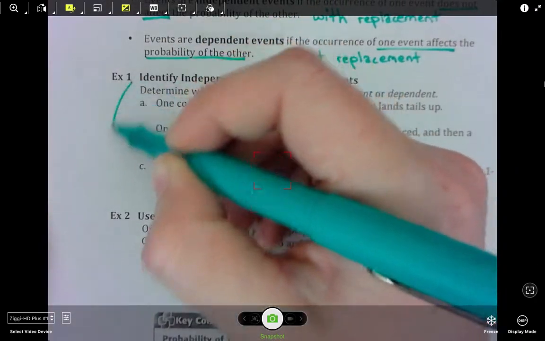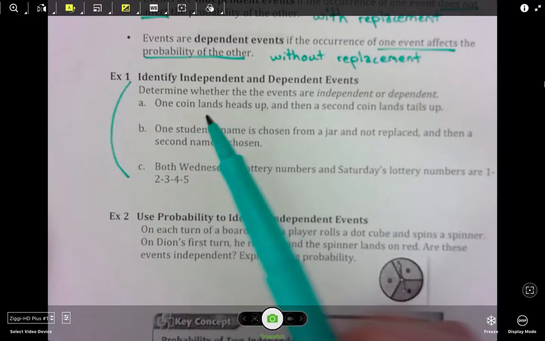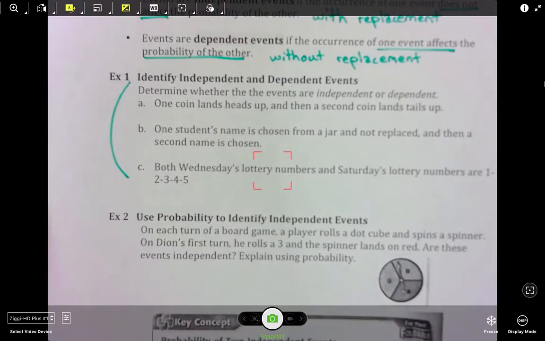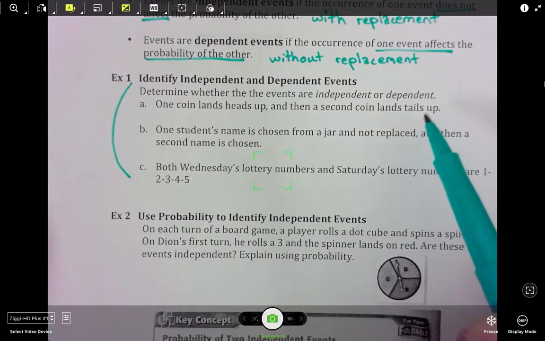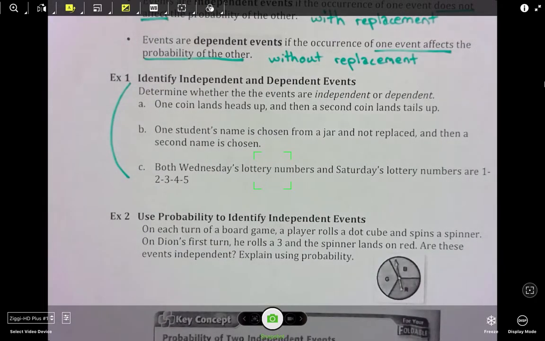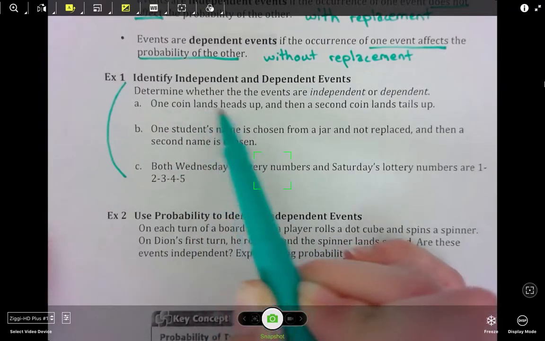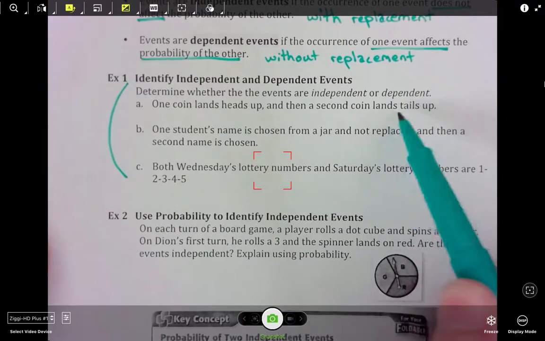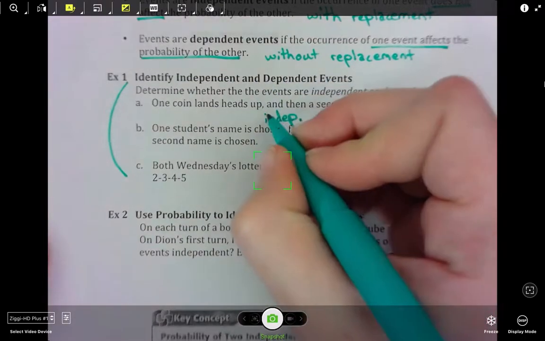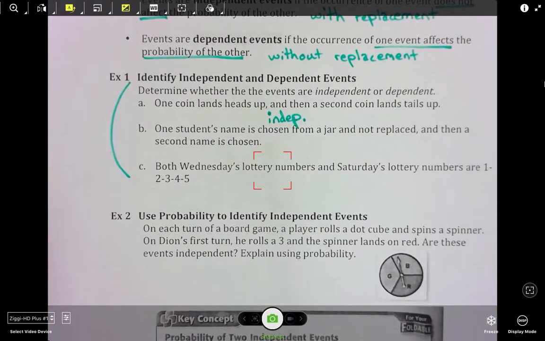So in example 1, all they want us to do is identify whether A, B, and C are independent or dependent. That's all they want us to do. So part A, one coin lands heads up, and then the second coin lands tails up. We have to decide whether they're independent or dependent. In between the first and second coin flip, I did not shave a part of the coin off. I didn't alter the coin at all. I'm going to have the same chance of it landing heads up on the first coin flip as landing tails up in the second coin flip. So those are independent events, okay? I have just as much chance of it occurring in the first flip as in the second flip.